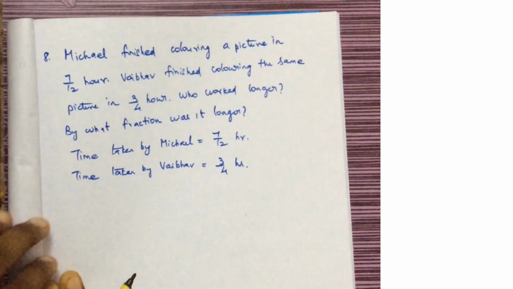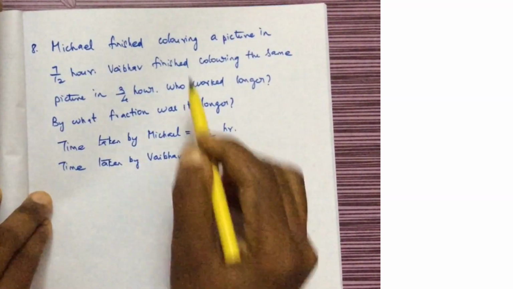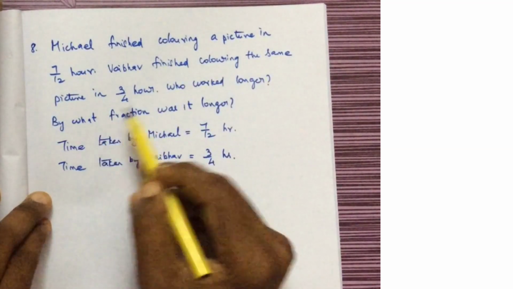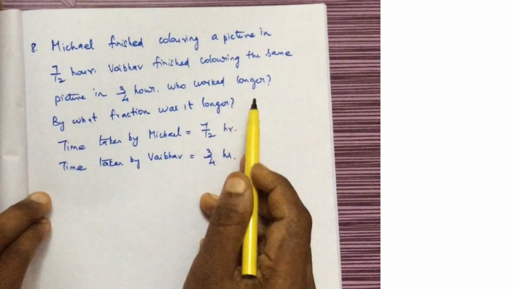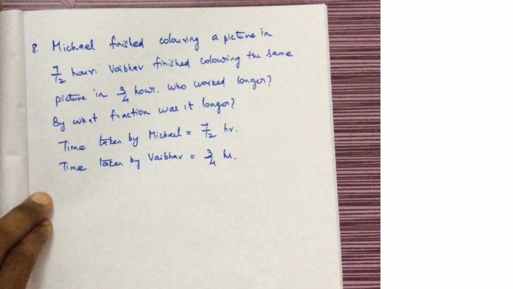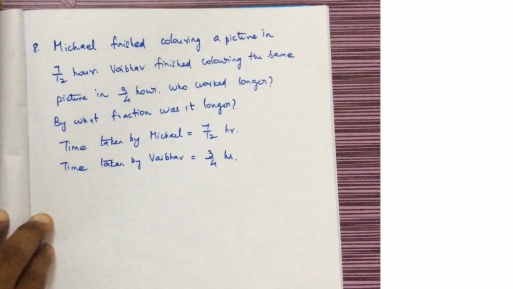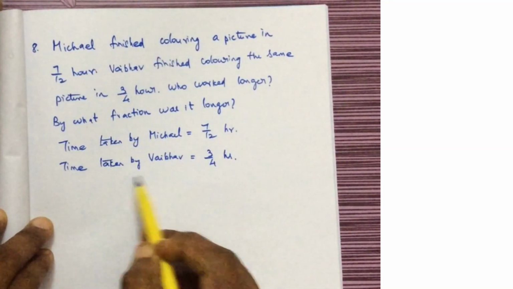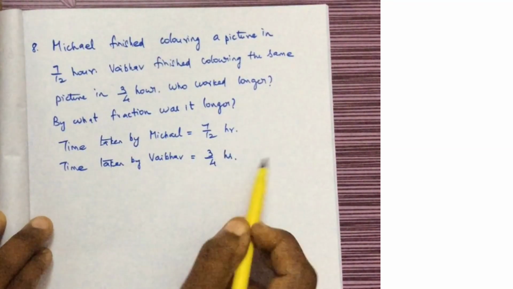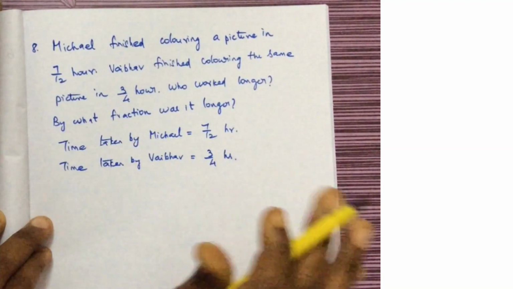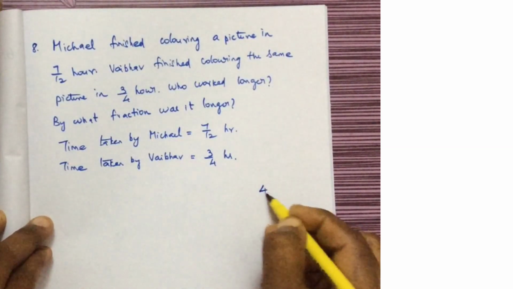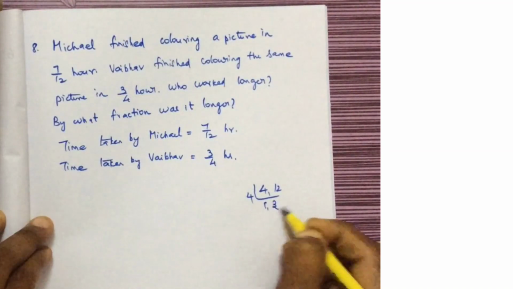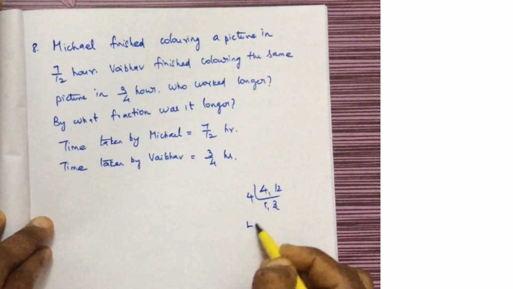The last problem is Michael finished coloring a picture in 7 by 12 hour. Vaibhav finished coloring the same picture in 3 by 4 hour. Who worked longer? By what fraction was it longer? Thus we have to compare these two fractions. Time taken by Michael is 7 by 12, time taken by Vaibhav is 3 by 4. Denominators are different, so we can't compare directly. To make it same, take LCM. So LCM is 12.